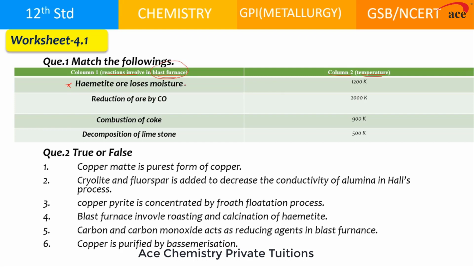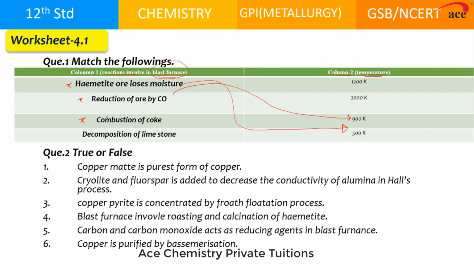This reaction takes place at the upper part of the blast furnace, and it requires very low temperature. So the answer for this is 500 Kelvin. At 500 Kelvin, hematite ore loses its moisture. Second they have given reduction of ore by carbon monoxide. What should be the temperature? Yes, it is 900 Kelvin.